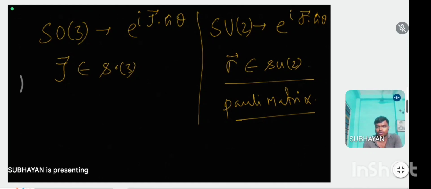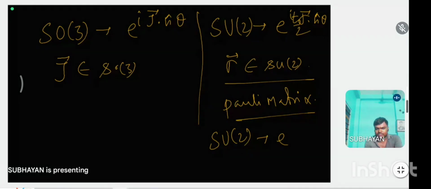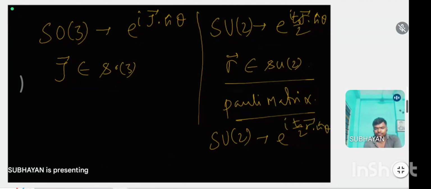So by convention, h cut by 2 is multiplied with the generator. So in general, an element of SU(2) is e to the power i h cut by 2 sigma dot n cap of theta. These are the elements of SU(2).